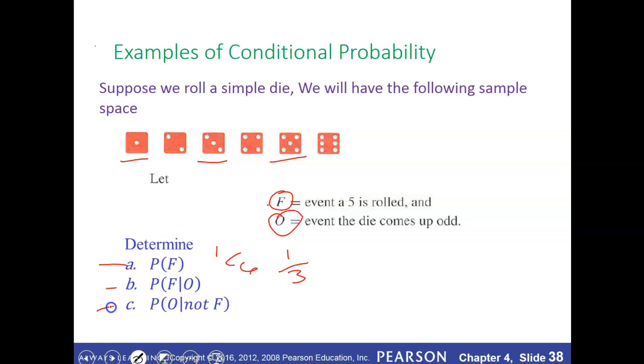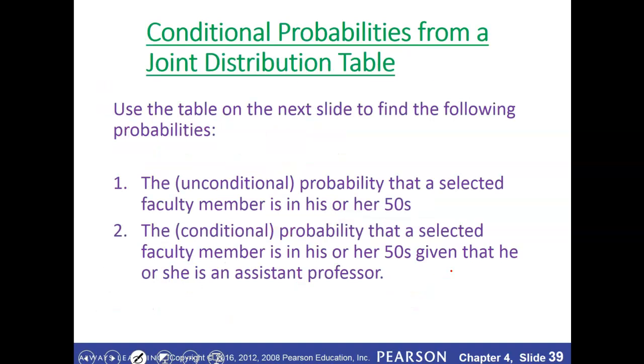And then we can take a look at C, the probability of O given not F. So the given part is what our total is going to be. We know that it's not a 5. So that leaves 5 choices. And so what is the probability that it is odd given that we know it's not the 5? Well, it could be the 1 or it could be the 3. And that would be 2 out of 5. So that's what conditional probability looks like. There is a formula for it to help us out when it gets a little bit more complicated, and we're going to get into that here in a little bit.